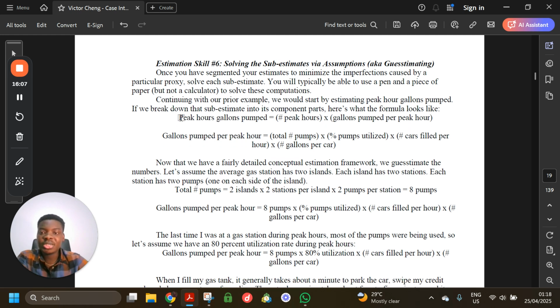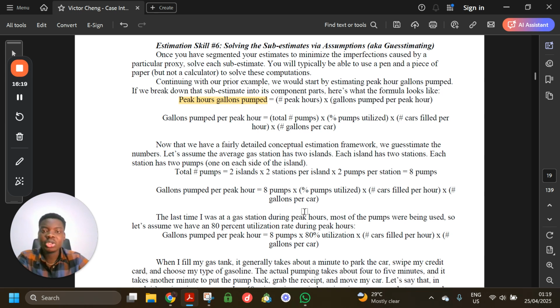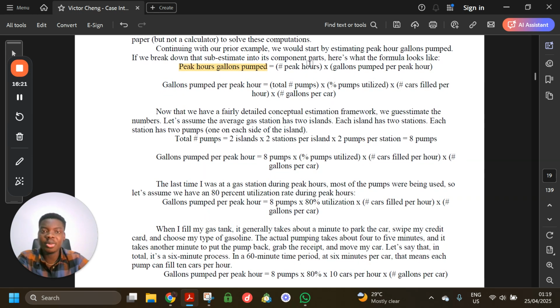So you first take the peak hours of gallons pumped. How many peak hours are there in a day? Usually peak hours, for example, in the US are between 7 and 9 a.m. and 4 to 6 p.m. So you can break that down into the number of peak hours and then estimate how many gallons are pumped per peak hour. And again, there's another formula for that, which would be the total number of pumps, which would be the upper limit, the percentage of utilization of those pumps, the number of cars filled per hour, and the number of gallons per car.